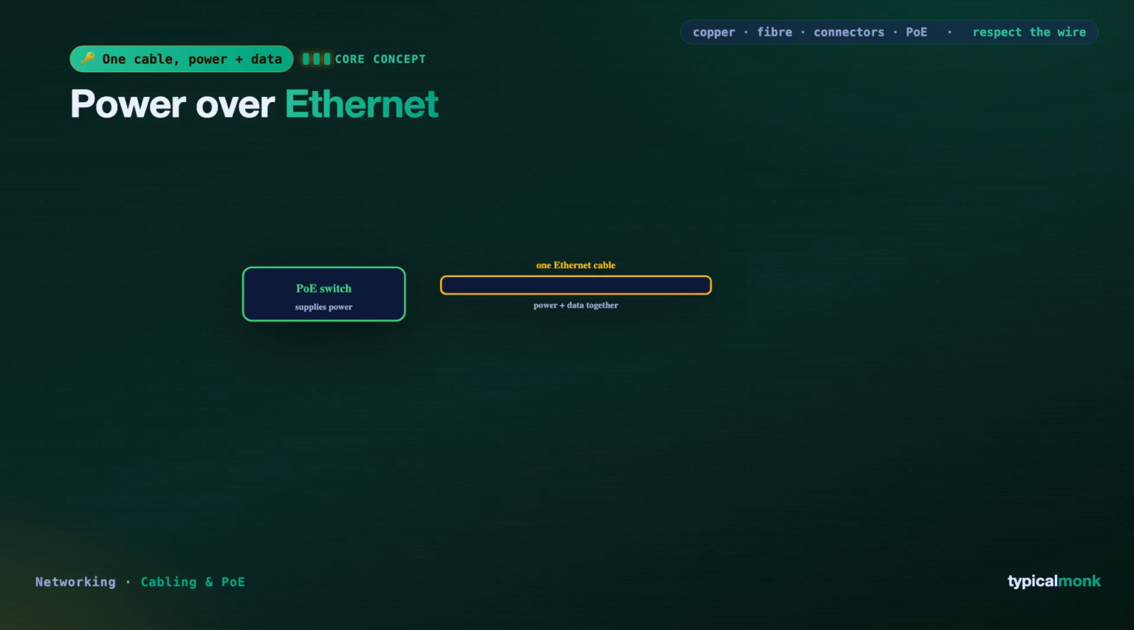Now, a genuinely clever piece of engineering that solves a real everyday problem: Power over Ethernet, or PoE. The idea is simple and powerful. Send electrical power and data down the same Ethernet cable at the same time. Normally, a device needs two things to work: a network connection and a power source, meaning two cables, and often a power outlet nearby. PoE combines them, so a single Ethernet cable delivers both the data and the electricity the device needs to run.